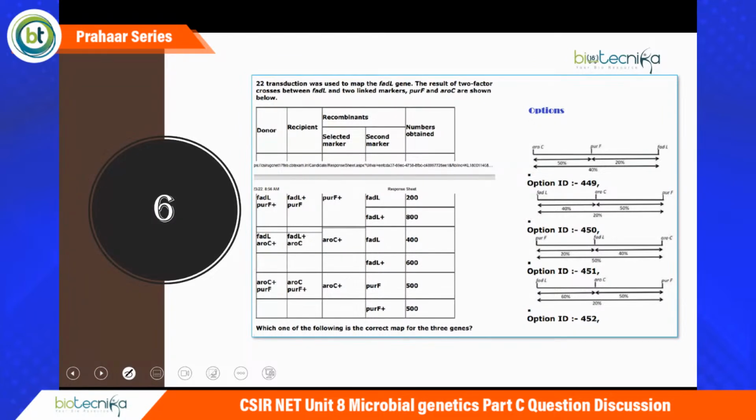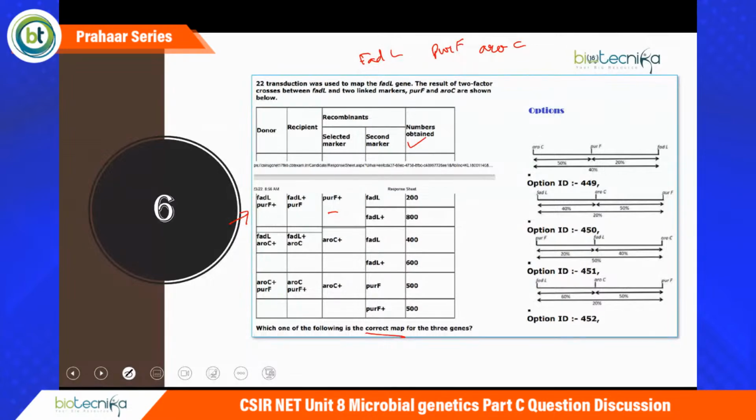Transduction was used to map the FADL gene. The results of two-factor crosses between FADL and two linked markers, per F and arrow C, are shown below. So there are three marker genes: FADL, per F, and arrow C. Now you have donor and recipient. You are selecting one marker, and the second marker is mentioned, and the number of cells you have obtained is mentioned here. In the first situation, the data is given here: the different recombinants you are getting and the number of those cells is given in this column. Which of the following is the correct map of the three genes?